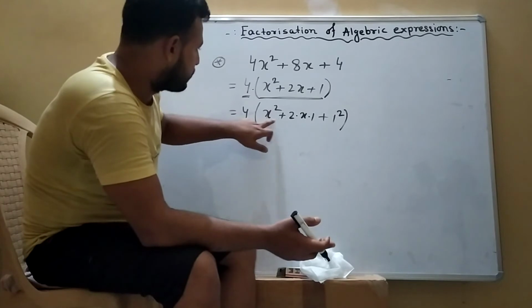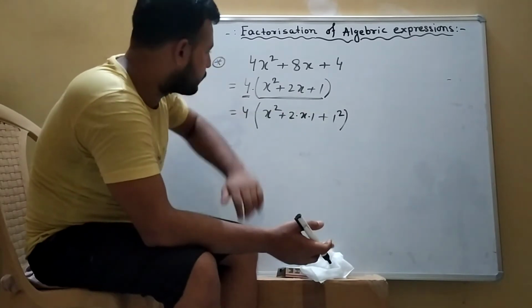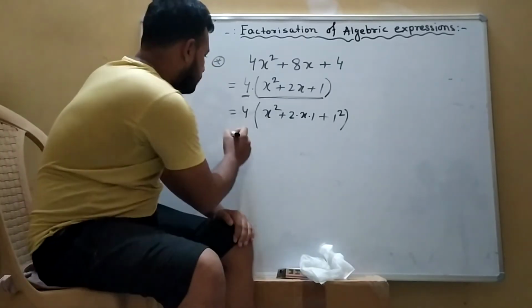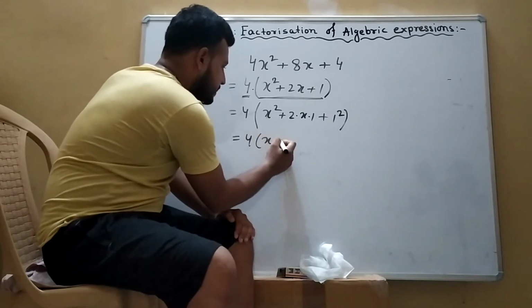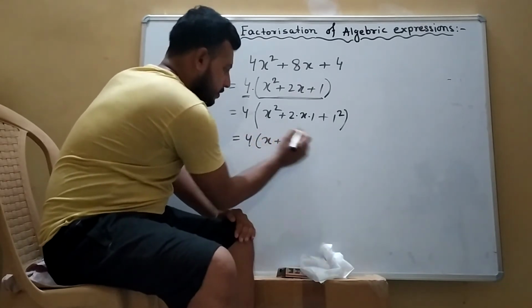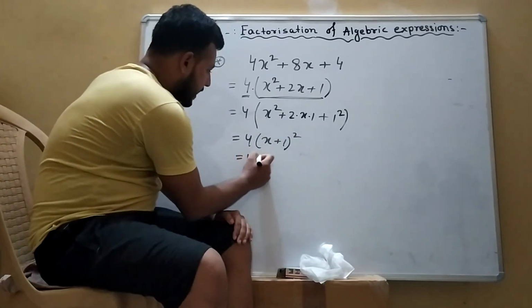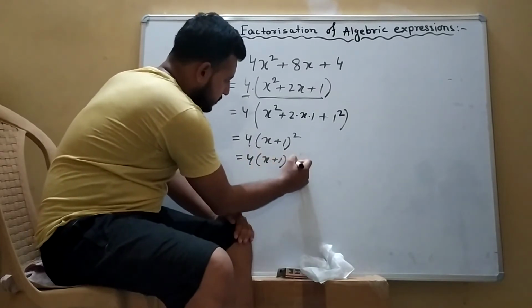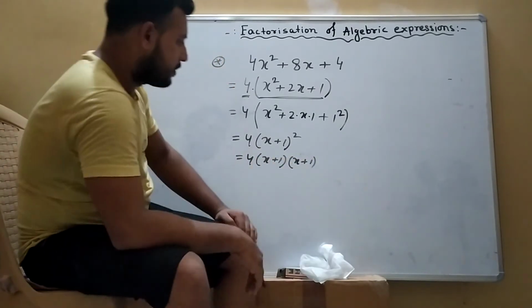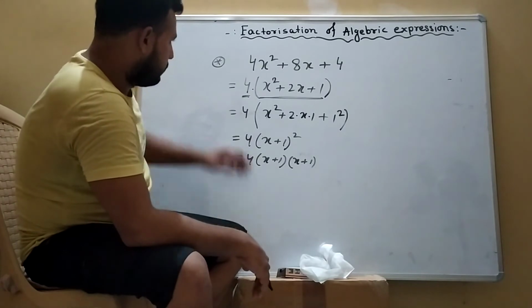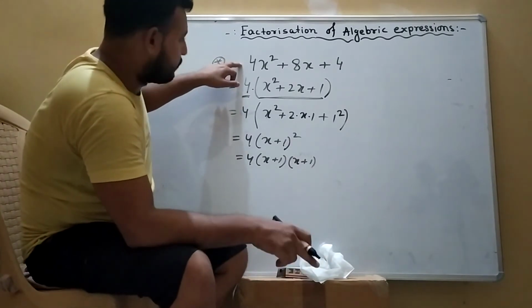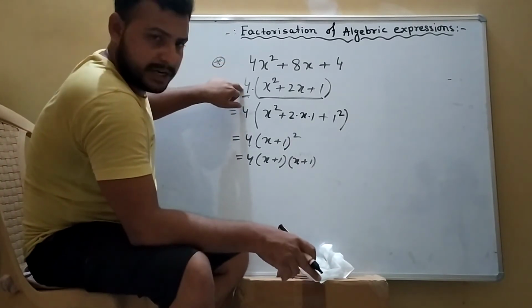X square, A square plus twice AB plus B square form. So that is what? A plus B whole square. So 4 into x plus 1 whole square. So equals to, we can write 4 into x plus 1 into x plus 1. So now see, this first method we have applied here, we have taken common.